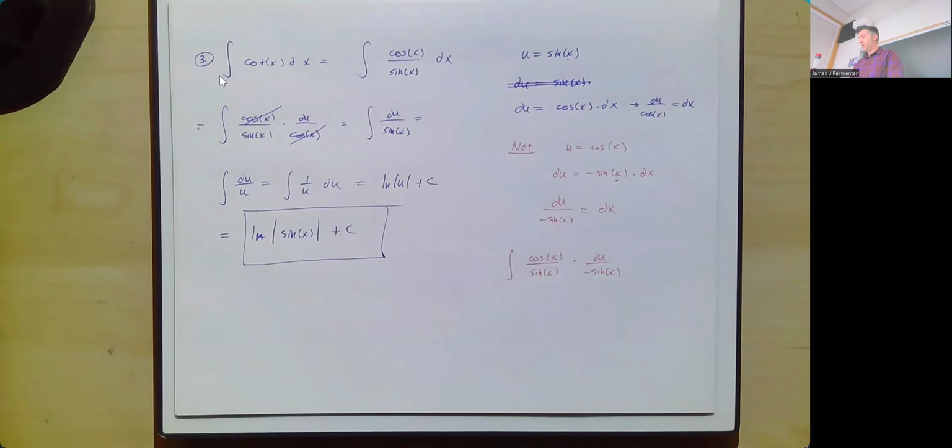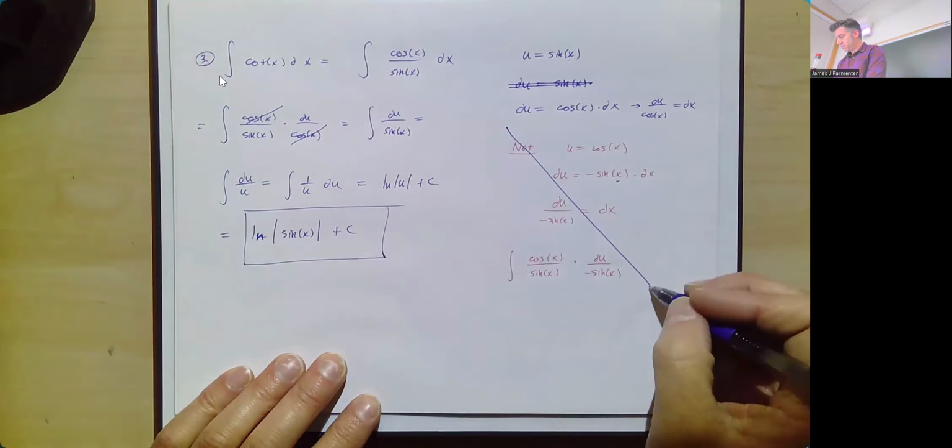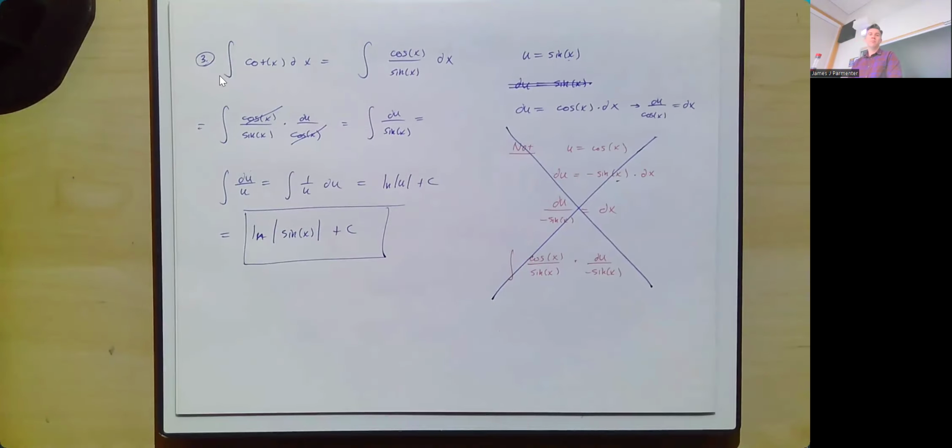Cool. There isn't really an alternative way of writing this integral. If you really wanted to make it work, you could write this as the negative natural log of the absolute value of cosecant of x. Nobody ever writes it that way.